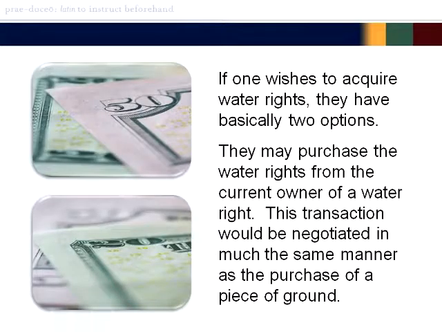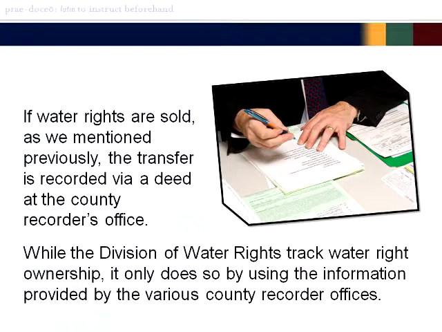If one wishes to acquire water rights, they have two basic options. They may purchase a water right from the current owner of a water right. This transaction will be negotiated in much the same manner as the purchase of a piece of ground. If the water rights are sold, as we mentioned previously, the transfer is recorded via a deed at the county recorder's office. While the Division of Water Rights tracks water rights ownership, it does so only by using the information provided by various county recorder offices.